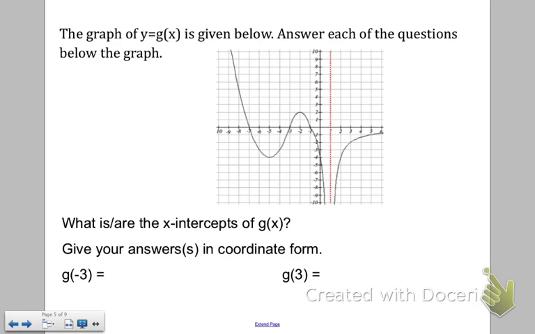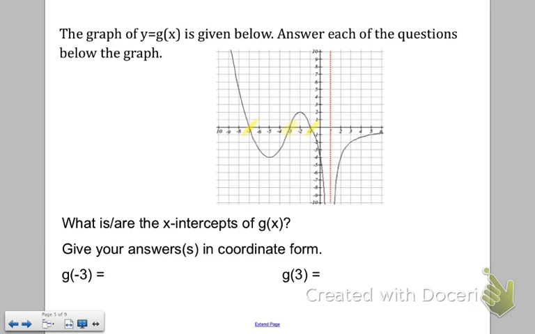So the first question is, what is or are the x-intercepts of g of x? Now, an x-intercept occurs when my y value is 0 or when it crosses the x-axis. It's two different ways of saying the same thing. Okay? So I'm looking at this point here, and I'm looking at this point here, and I'm looking at this point here. So that means I'm going to have 3 x-intercepts.